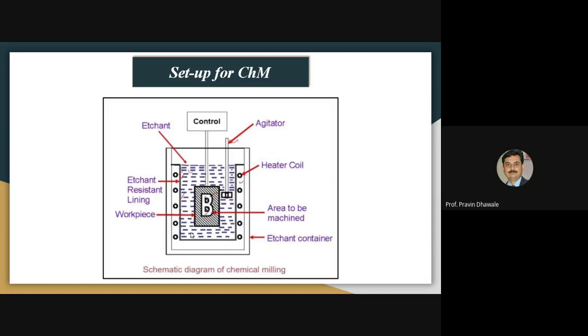Etchant is a chemical solution that will react with a workpiece in order to remove the material from that workpiece by chemical action. The material which is to be removed will only be exposed to the etchant. Another part of that workpiece will be covered with a maskant in order to avoid the reaction of etchant with another part of the workpiece. So this is about the setup for chemical machining. Draw this diagram.